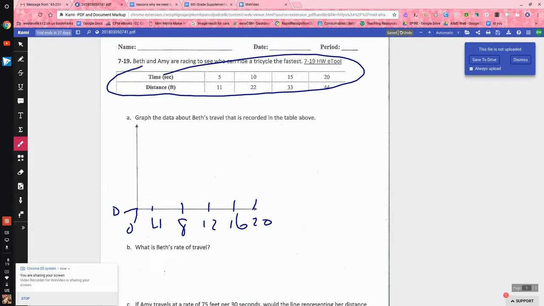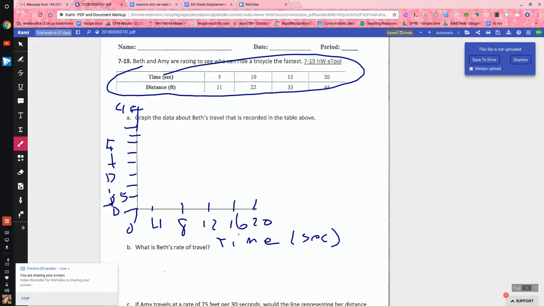Or if we just went up by 5s, if possible: 5, 10, 15, 20, 25, 30, 35, 40. You can extend your line up one more to get to 45. And then make sure that this side is labeled as feet, or your distance, and that you have time labeled on the bottom, which is in seconds. Then just plot the first dot and the last dot.